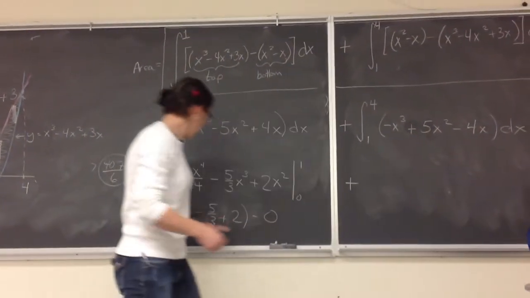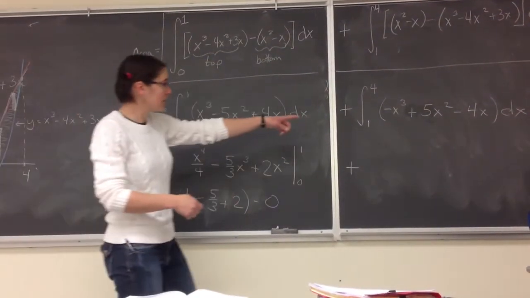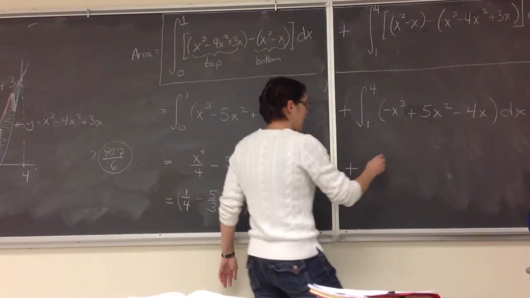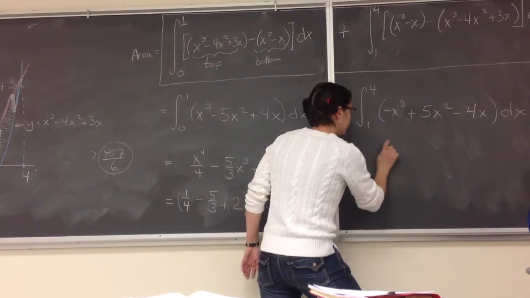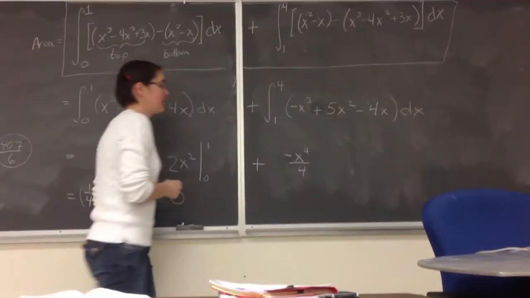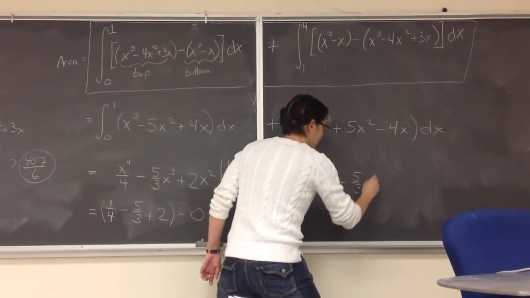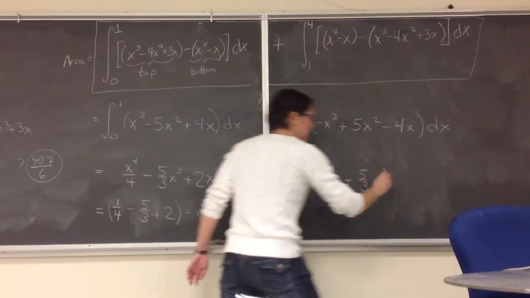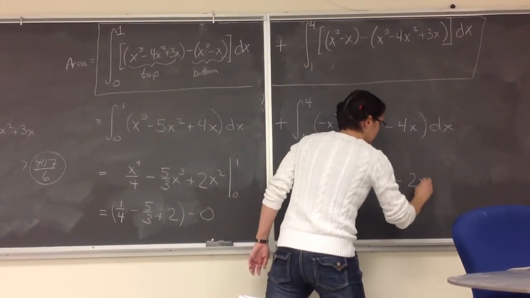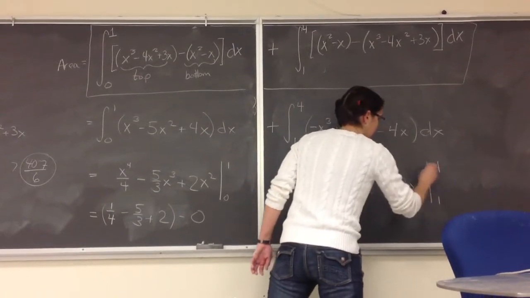Okay, so I'm going to go ahead and leave those fractions there, and we'll combine them with the other terms in a little bit. Our second integral over here, we've got x to the 4th over 4, and I have a negative sign in front of that, plus 5/3 x to the 3rd, minus 2x squared, and we're going to evaluate between 1 and 4.